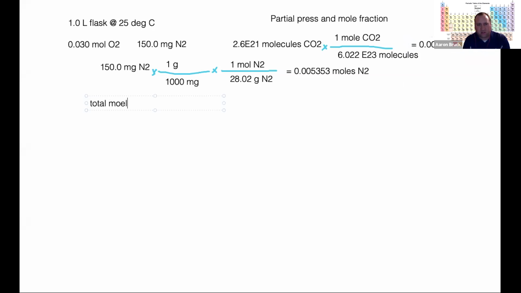And so the total moles of gas would be equal to 0.03 moles of oxygen plus 0.00535 moles of nitrogen plus 0.0043 moles of carbon dioxide.